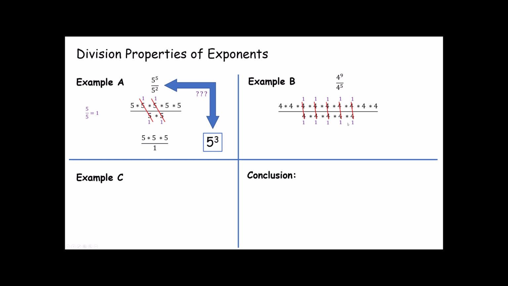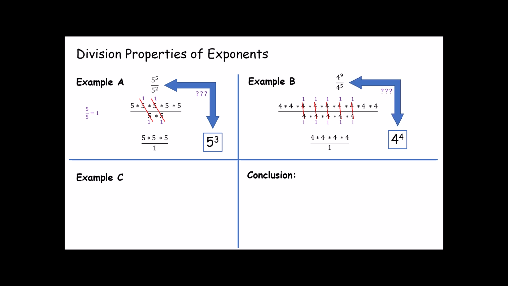Notice the denominator is just a bunch of 1s multiplied together, so my denominator is going to be a 1. My numerator is 4 times 4 times 4 times 4, and then all these 1s really don't do anything. That's the identity property of multiplication. Multiplying by 1 doesn't do anything. So I can write this as 4 times 4 times 4 times 4 over 1. Now, dividing by 1 doesn't do anything, so I could just write this as 4 times 4 times 4 times 4, or 4 to the 4th. Is that what you predicted?